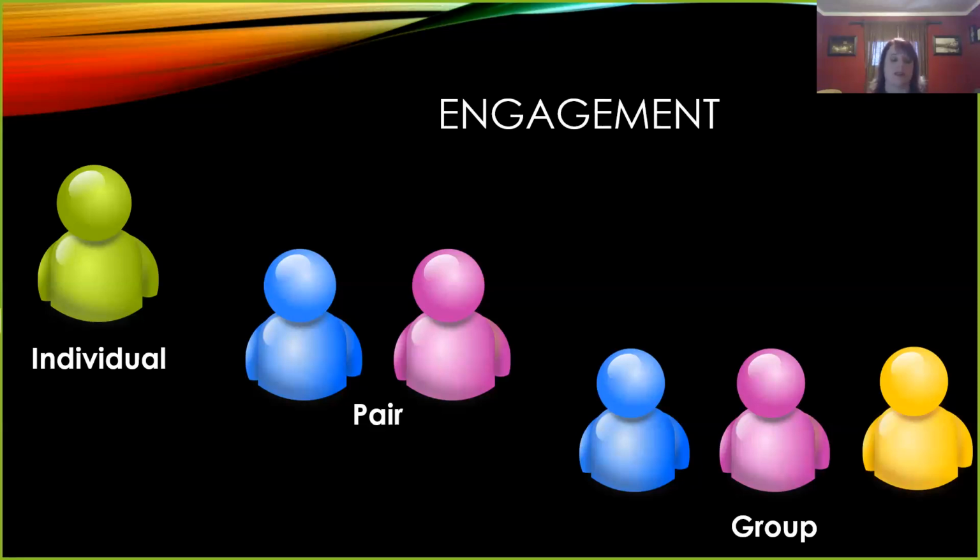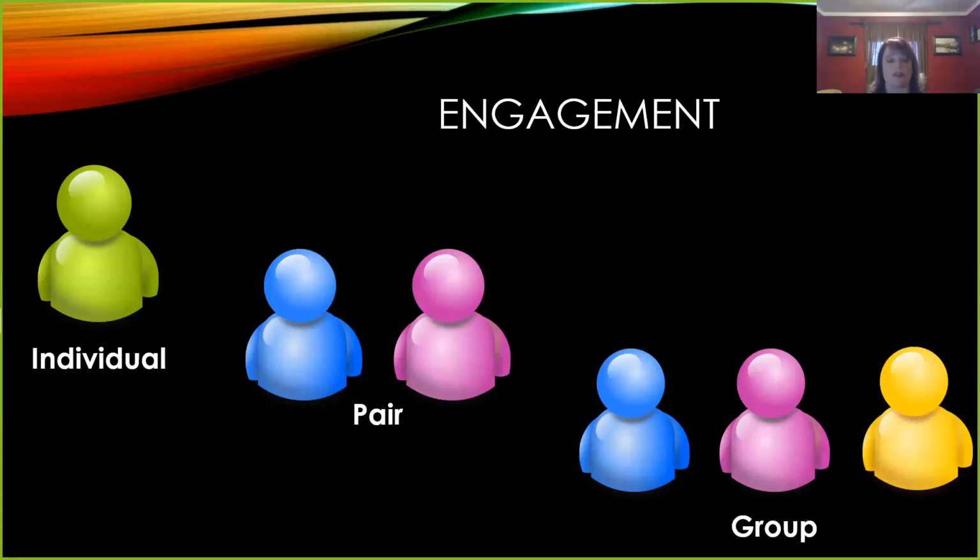There's no way of opting out of this. You're going to have to participate, or you're going to have to admit that you weren't paying any attention. So this is a great one for involving everybody and making sure everybody has a chance to do what it is we want them to do.